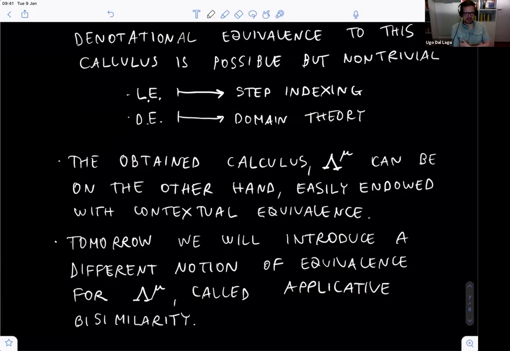I realize I'm going a bit slower than expected, but I really plan tomorrow to start talking about metrics. So after applicative bisimilarity, I will just very briefly talk about the probabilistic case, so the case of probabilistic calculi, how all this can be lifted to the case of calculi with effects, and then I will switch to metrics.